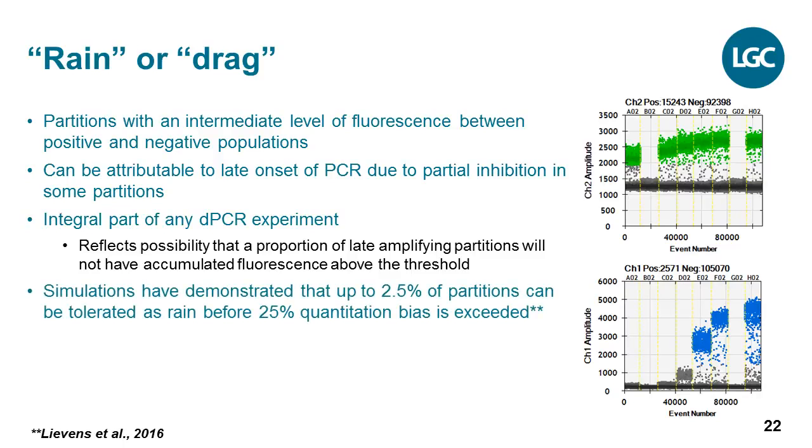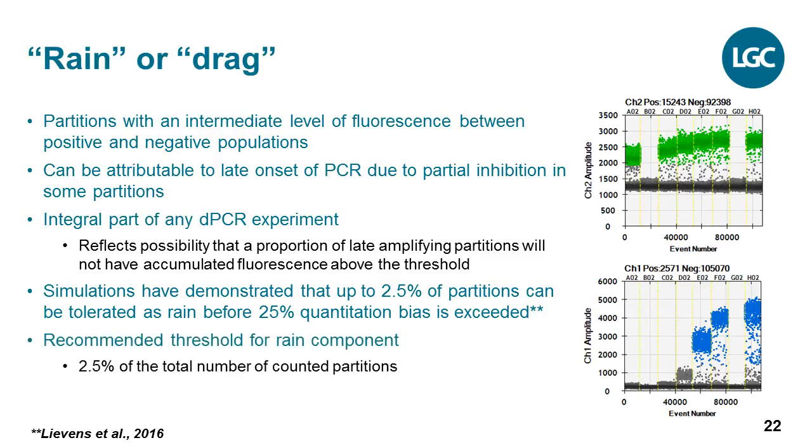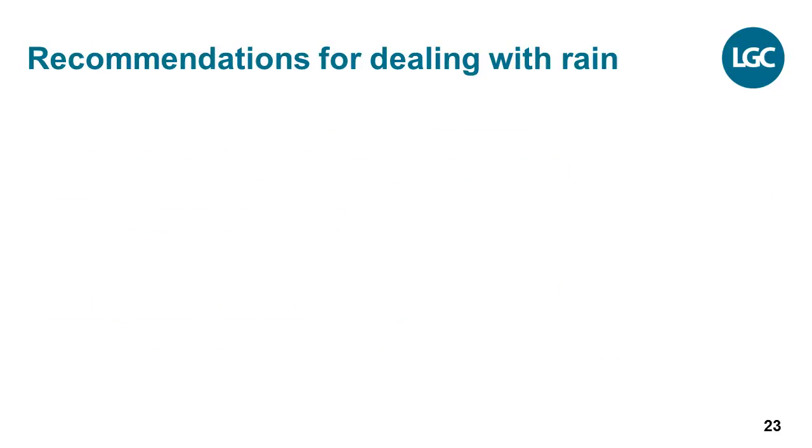Mathematical simulations have demonstrated that up to 2.5% of the counted partitions can be tolerated as RAIN before a 25% quantitation bias is exceeded. Therefore, it is recommended that a threshold for RAIN be established as 2.5% of the partitions counted and scored. Datasets which exhibit RAIN in excess of this threshold should be considered as unreliable.